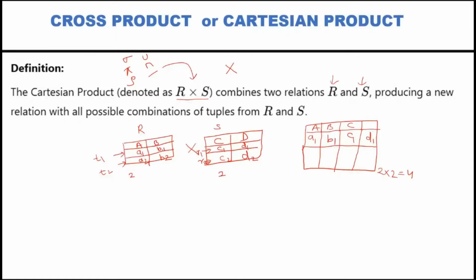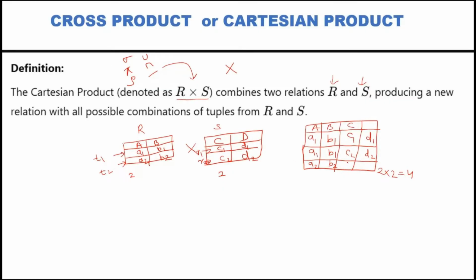Then the second row: you continue with A1, B1, and then you take C2, D2 because the previous one is over. So C2 and D2 you take. Then the first tuple is exhausted, that means it is finished. Then you start with A2. So you take A2 first, and then B2, and similarly you have to make a combination with all of these.